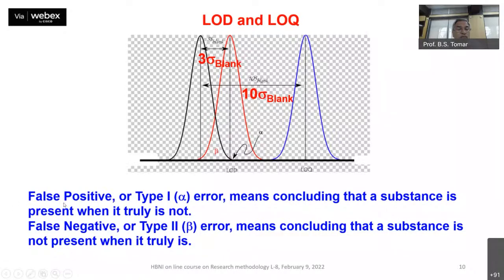So the type 1 or false positive type of error means concluding that a substance is present when truly it is not. This is particularly relevant to the people who are involved in measurement of concentrations or some signals. So when we say type 1 error, the substance is present, but it is actually not.